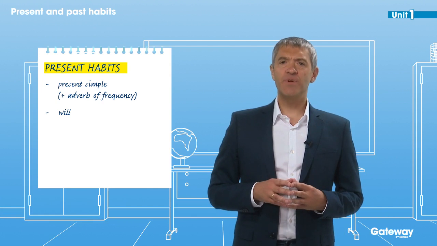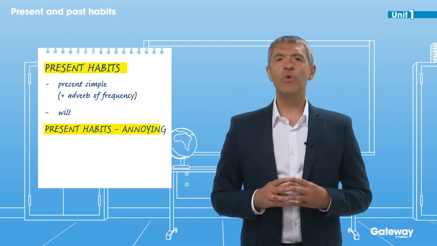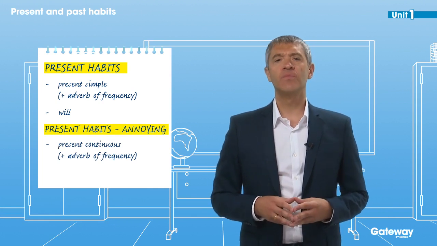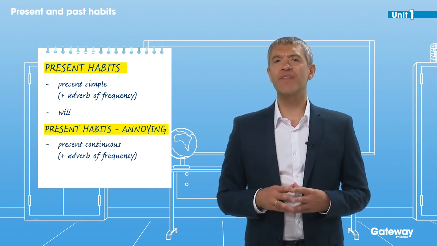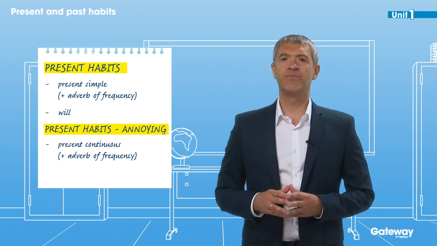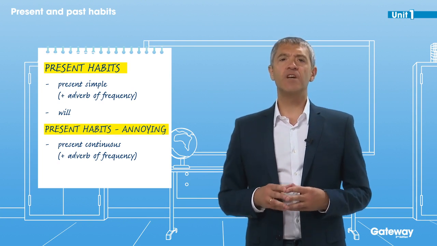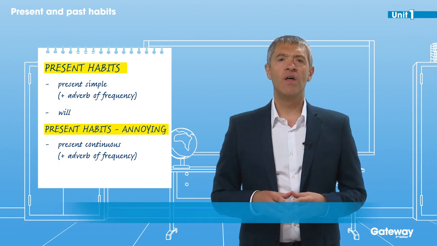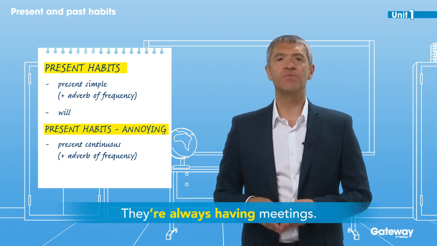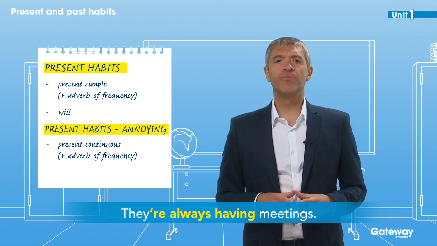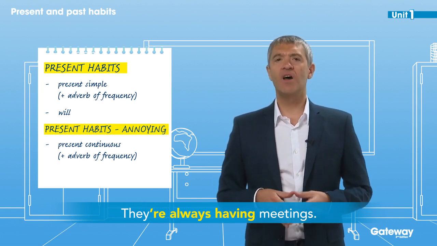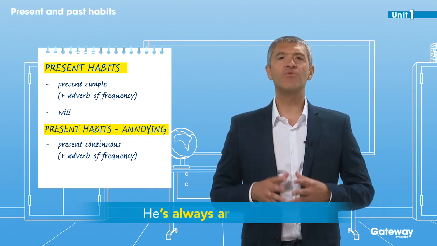To talk about present habits that we find annoying, we can use the present continuous with an adverb of frequency. It's really useful for talking about things that we find frustrating. So we said before that it can be stressful being in a fraternity or sorority because they're always having meetings. Or imagine, if one of my students is regularly late and I'm not happy about it, I'd say, he's always arriving late.